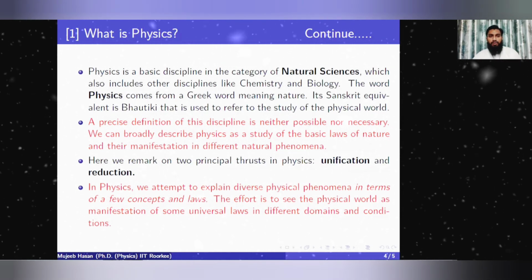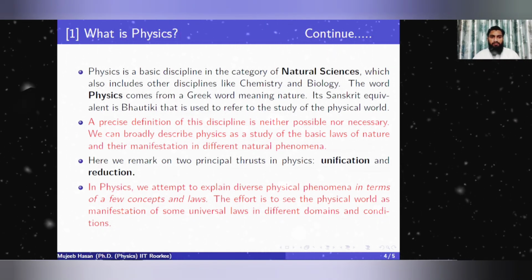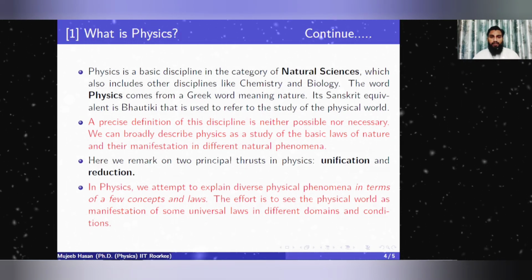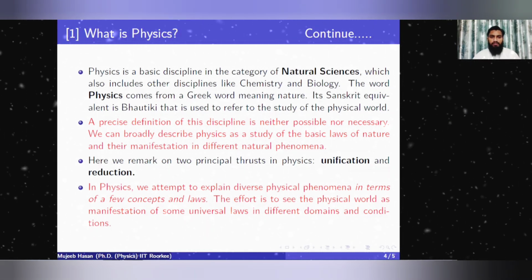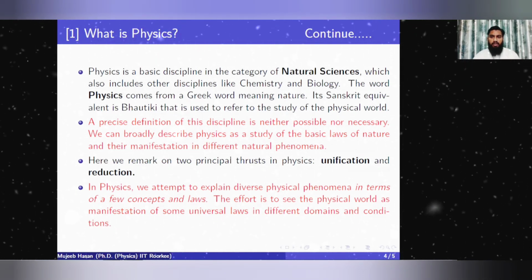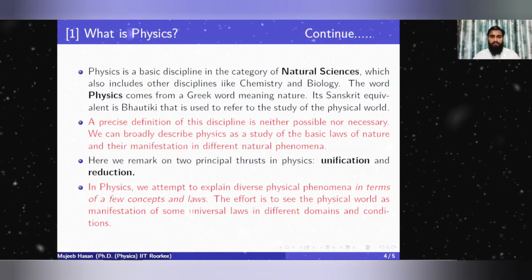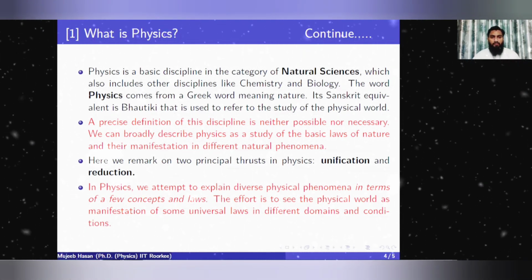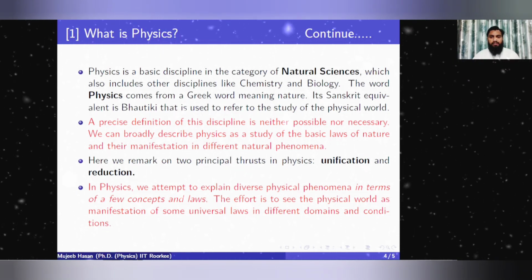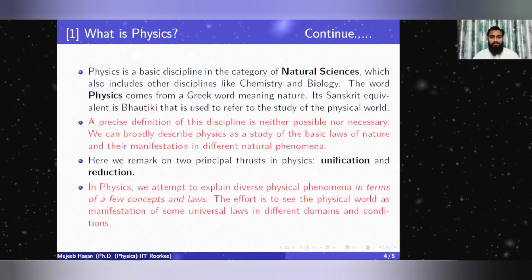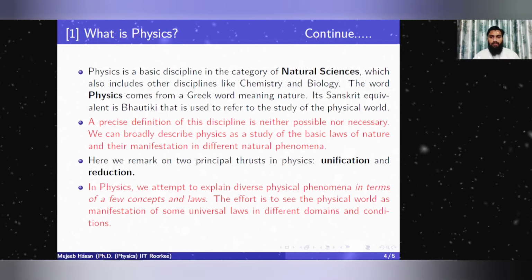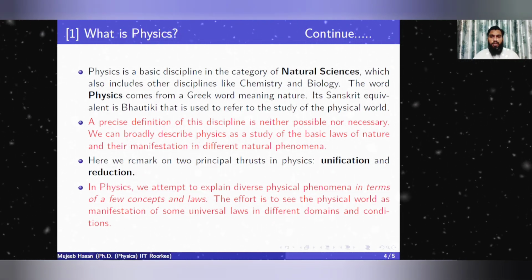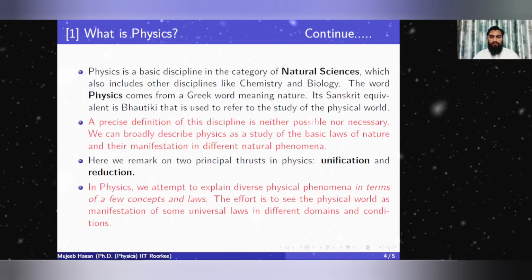Now we come to the main thing, what is physics? Physics is a basic discipline in the category of natural science, which also includes other disciplines like chemistry and biology. The word physics comes from a Greek word meaning nature. Its Sanskrit equivalent is bhautiki, that is used to refer to the study of the physical world. So, in a sense, or more precisely, we can say that physics is nothing but the study of nature. A precise definition of this discipline is neither possible nor necessary. We can broadly describe physics as a study of basic laws of nature and their manifestation in different natural phenomena.